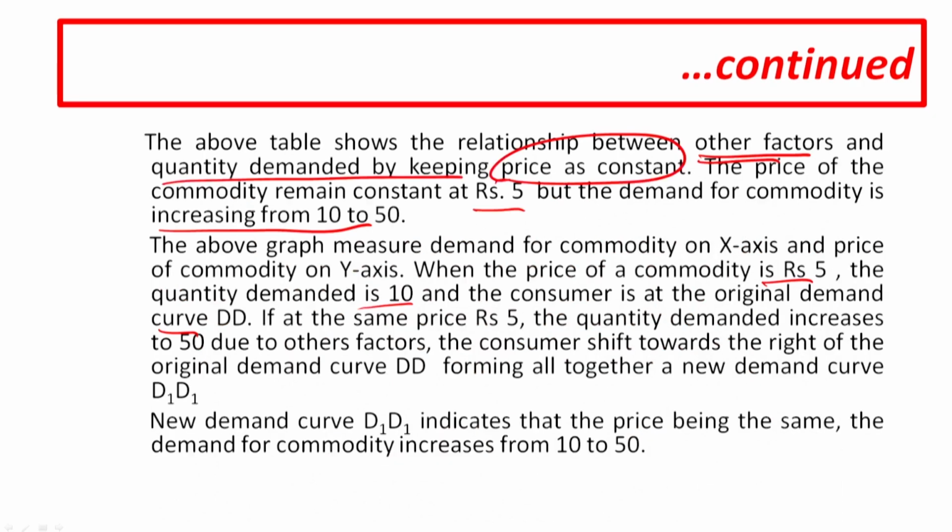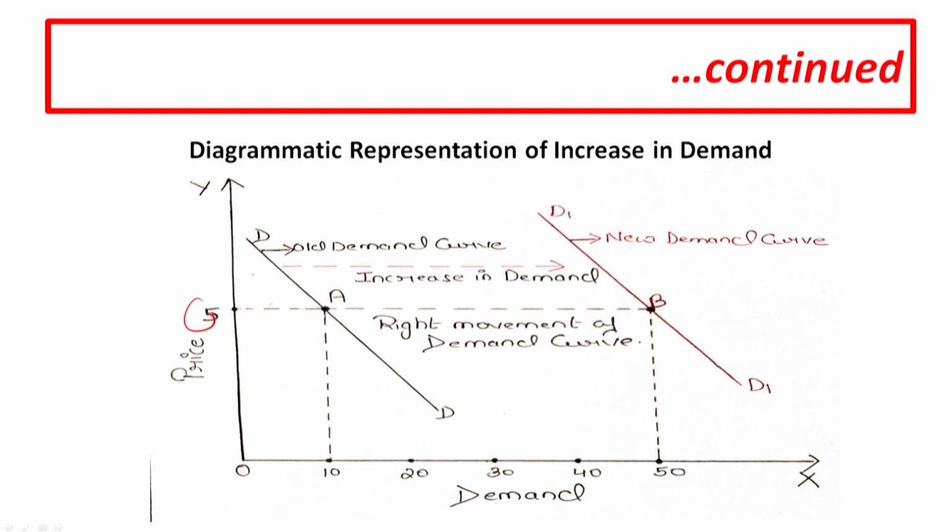If at the same price of rupees 5, the quantity demanded increases to 50 due to other factors, the consumer shifts towards the right of the demand curve DD, forming altogether a new demand curve, that is D1. New demand curve D1 indicates that the price being the same, the demand for the commodity increased from 10 to 50. As you are able to see in this diagram, the demand has increased from 10 to 50, but the price has been kept constant. The curve has shifted from DD to D1.